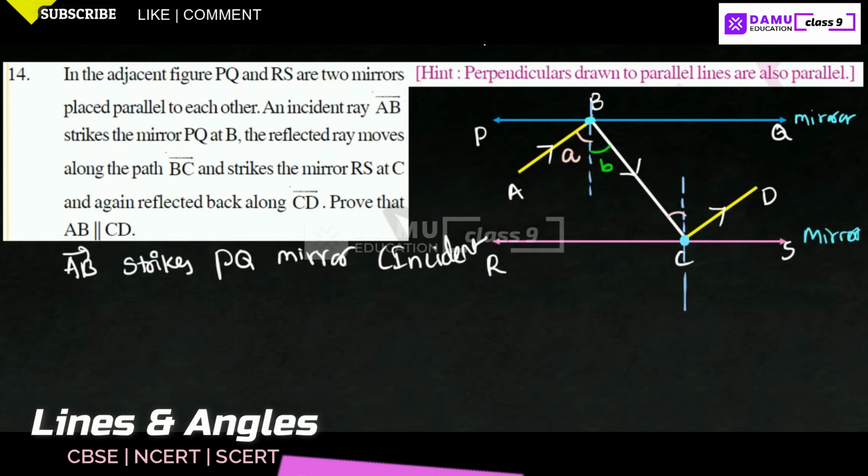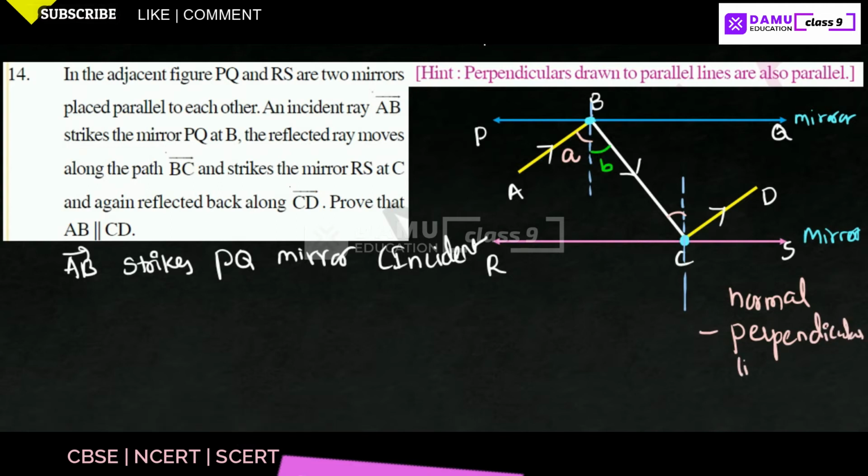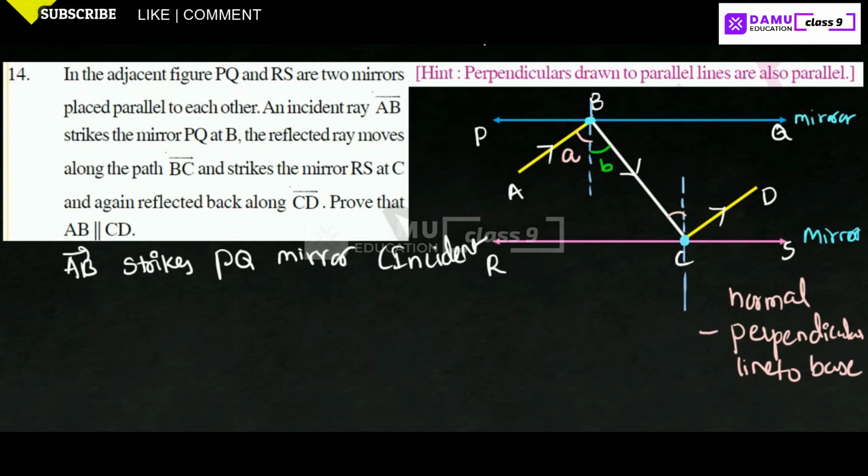For this, we have drawn normals at B and C. The normal is nothing but the perpendicular line to the base. So we have drawn two normals. Let's take the angle here as X, and for the reflected ray, let's take Y. These are the angles it is making.